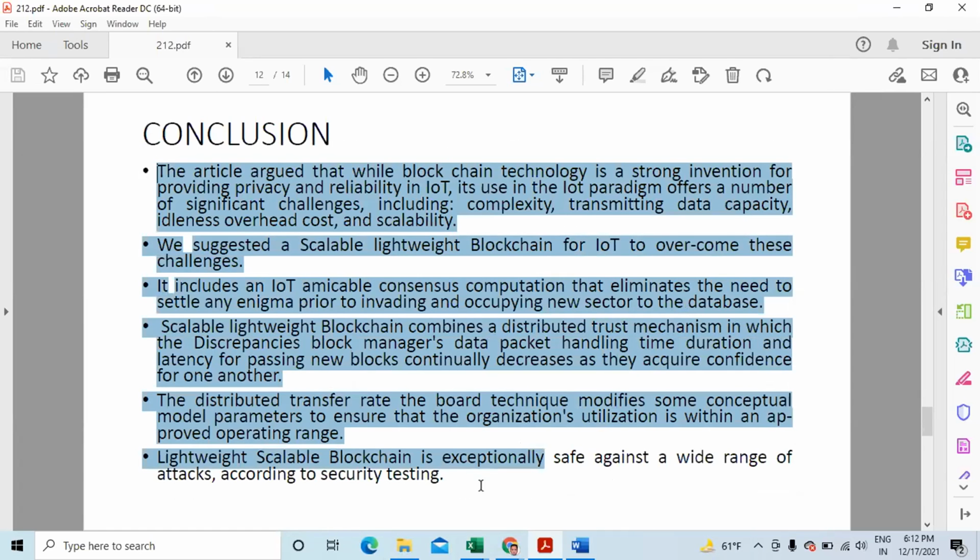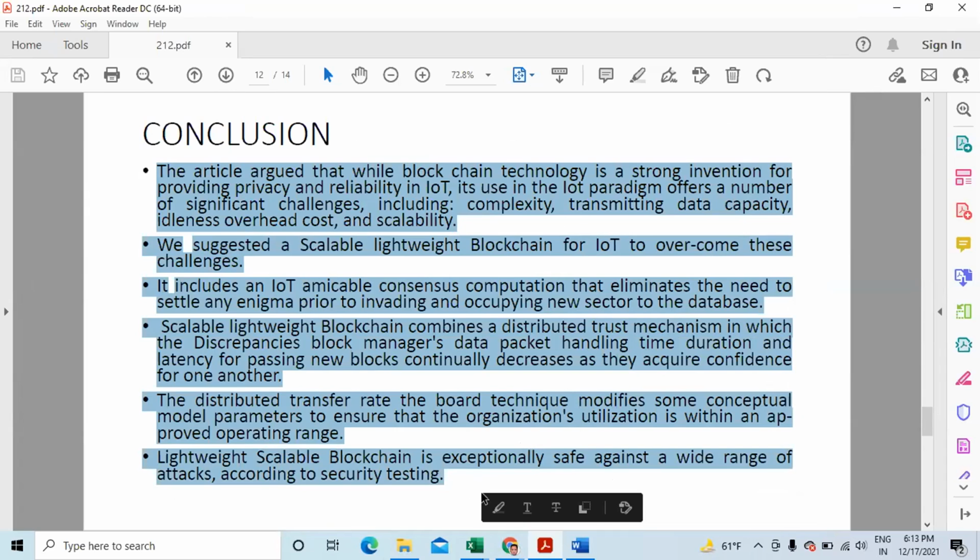So jumping on to our conclusion, basically we have argued that while blockchain technology is a strong invention for privacy and reliability in IoT, its use in the IoT paradigm offers a number of significant challenges. It includes complexity, transmitting data capacity, idleness, overhead cost, and scalability, where we have proposed a scalable, lightweight blockchain to overcome these challenges.